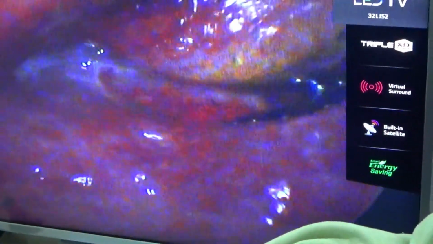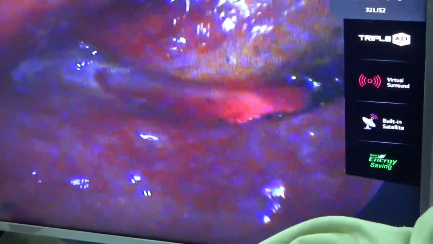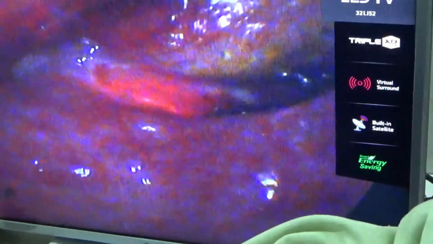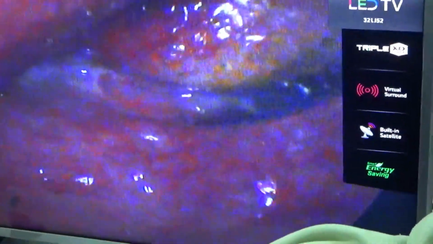Here you can see the red light of laser probe through the nose. Structure above the light is middle turbinate and below is the maxillary ridge. The light itself is in the middle meatus.